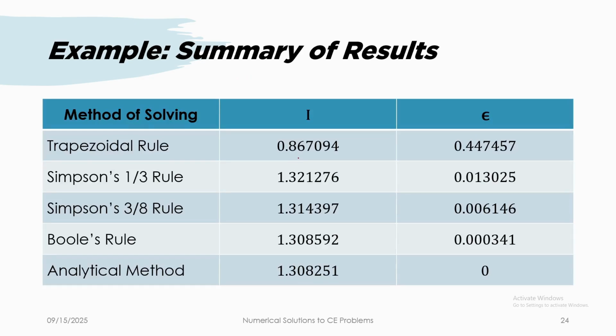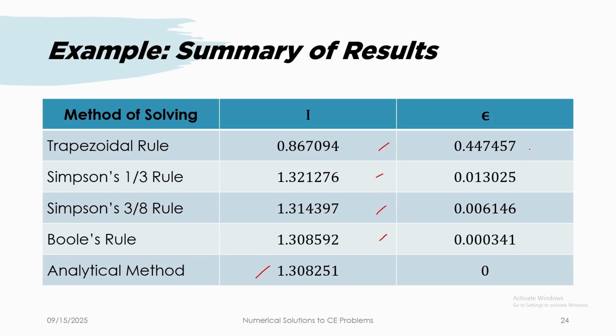If we table the values we got from earlier: from the trapezoidal rule, we got 0.867094. From Simpson's one third, we have 1.321276. From Simpson's 3/8, we have 1.314397. Boole's rule got 1.308592. And from the analytical method, we have 1.308251.